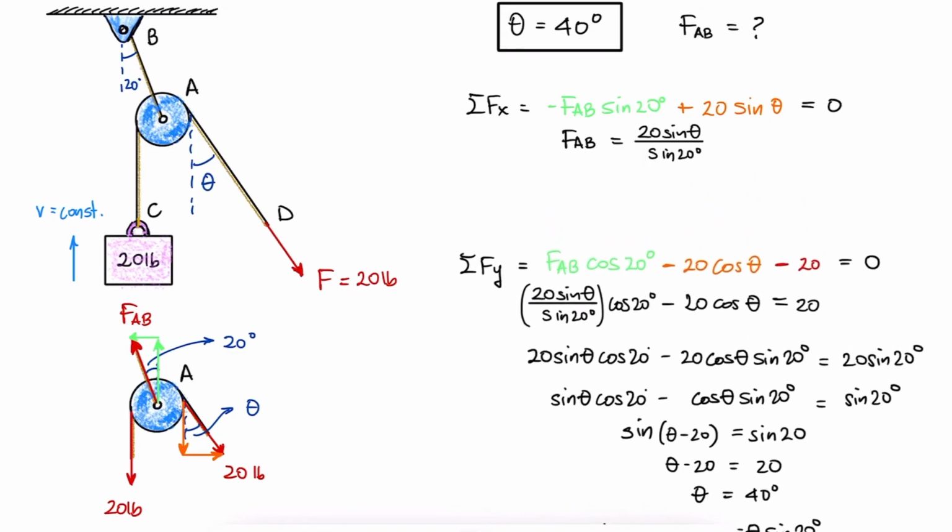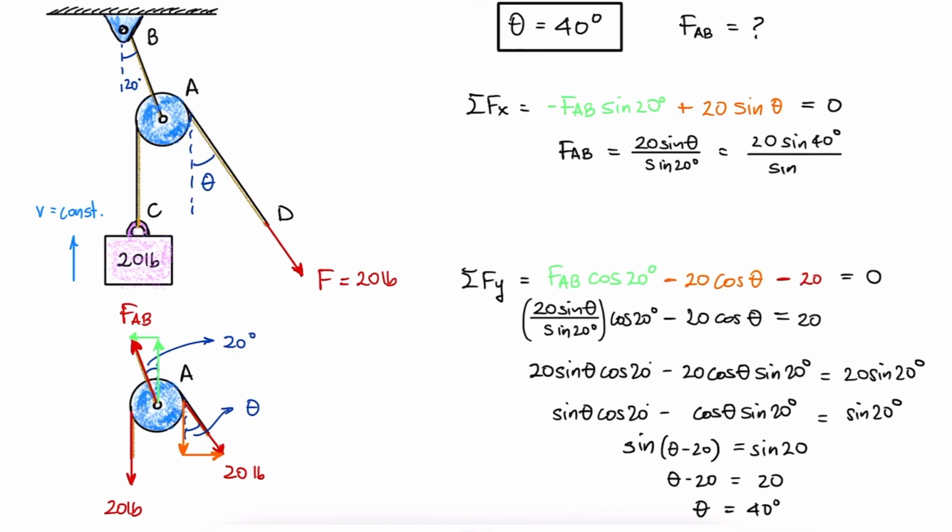With the value of the angle theta, we can go back to the first equation, substitute its value, and solve for FAB.